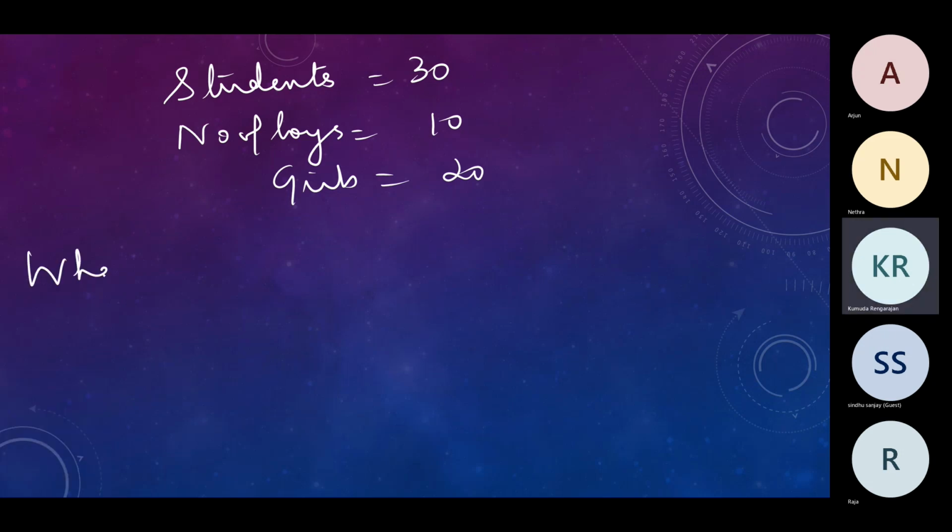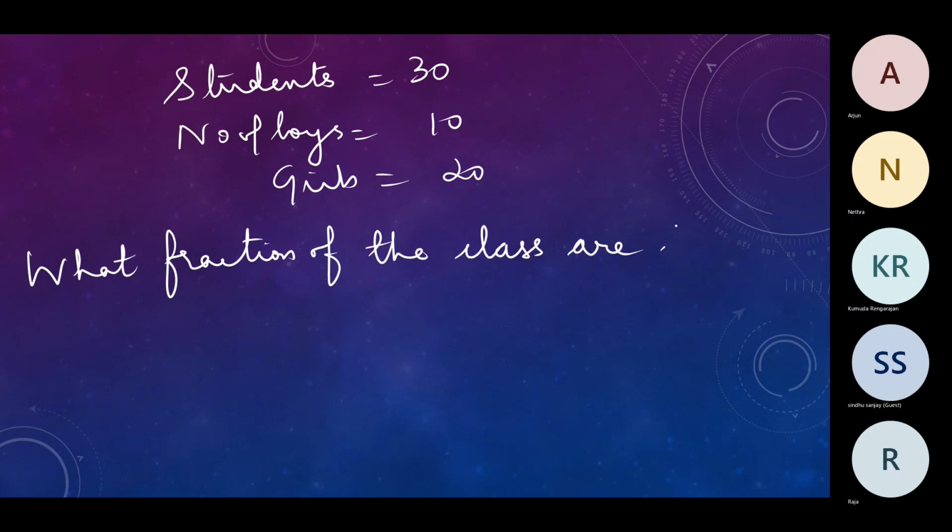If you have to answer this question, what fraction of the class are boys? So we know without working that 1/3 of the class are boys, because 10 by 30 is 1 by 3. And 2/3 of the class are girls, because 20 by 30 is 2 by 3.